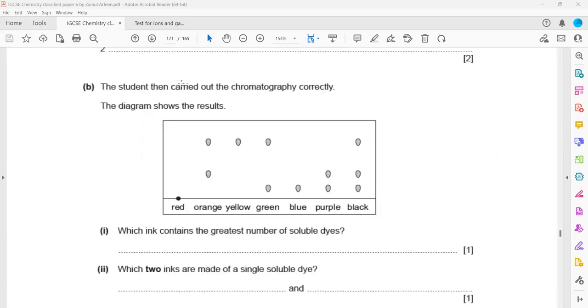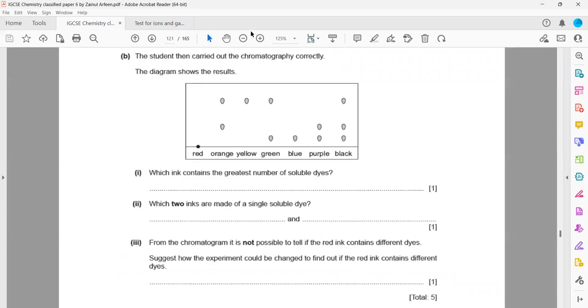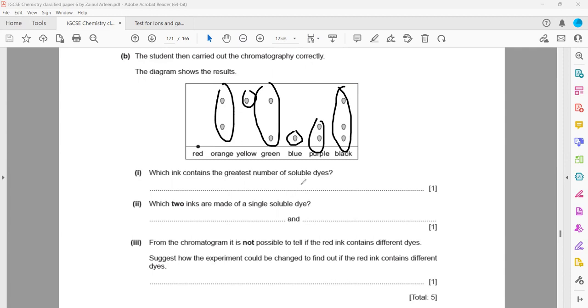The student then carried out the chromatography correctly, and the diagram shows the result of the experiment. Which ink contained the greatest number of soluble dyes? Black ink. How do you identify black? As you can see, for black there are 3 spots. For purple, 2 spots. Blue, 1 spot. For green, 2 spots. So black has the maximum number. That's why we say black.